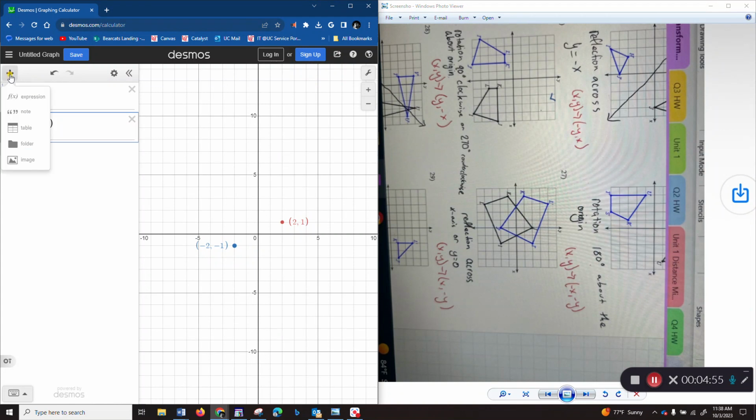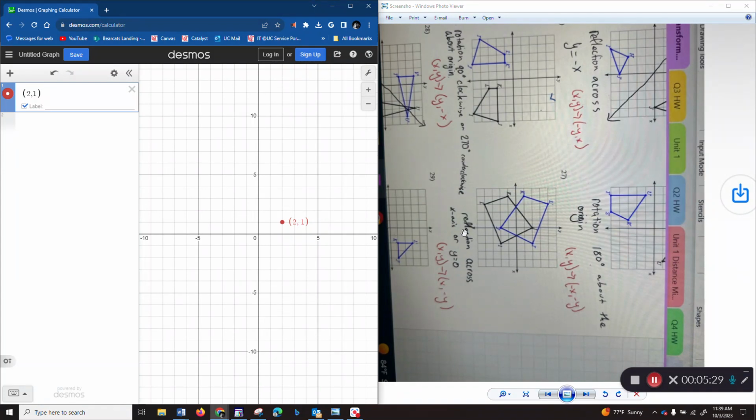Let's see if that makes sense here. I'm going to switch my x's and my y's. So now instead of (2, 1), I have (1, 2), and the y value is negated. I get why the y value is negated, right? Here it goes and rotates 90 degrees. That y value is negated, but then you switch the two. Okay, that's fair. What else?